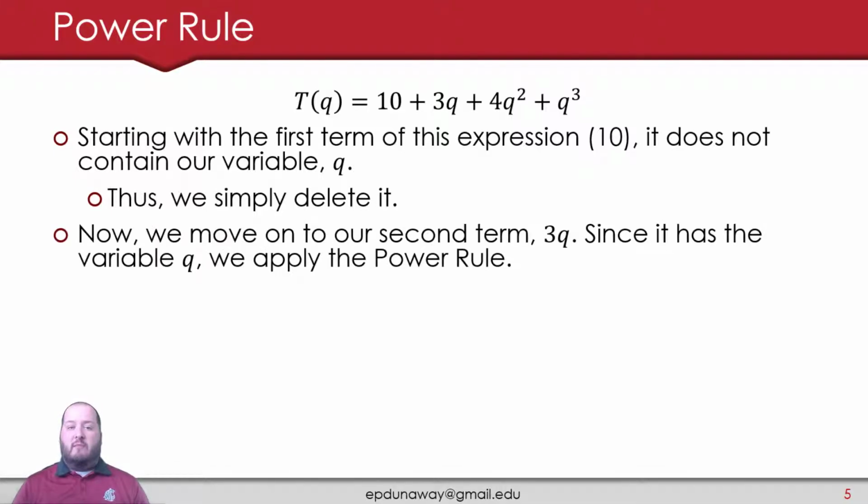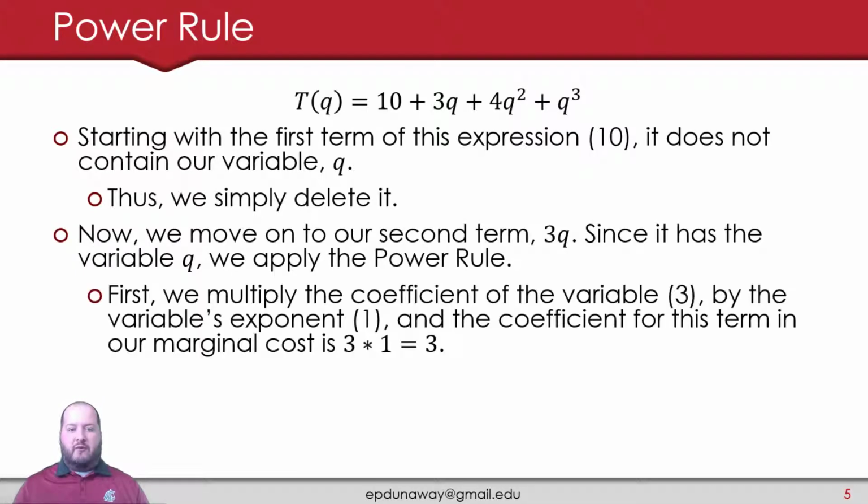So our second term, 3q. Since it has the variable q in it, we're going to apply the power rule to this situation. First, we're going to multiply the coefficient of the variable, which is 3 in this case, that's just the number out in the front, by the variable's exponent, which is 1, because q is just q to the first power. We just don't write that.